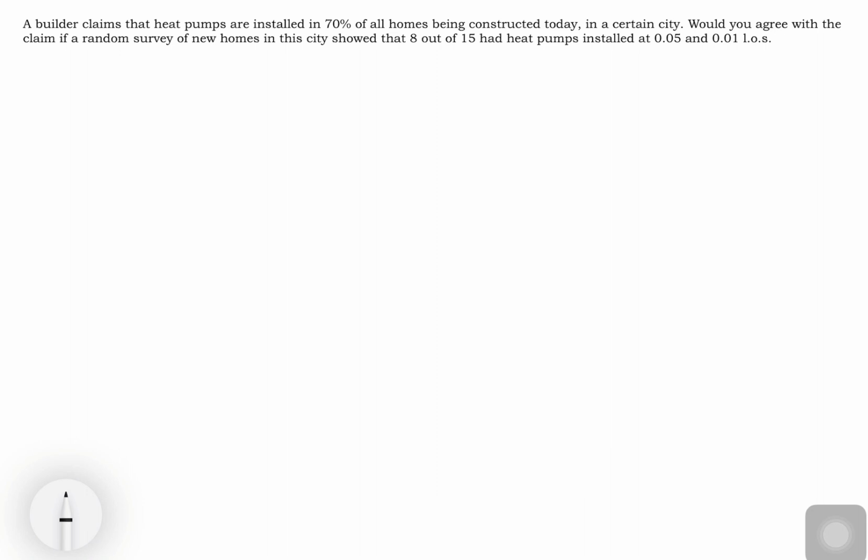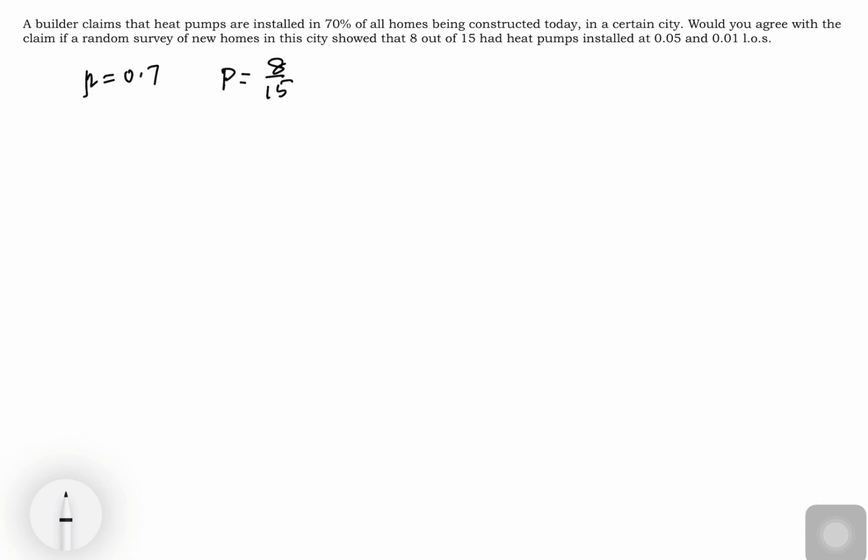Okay, so the next problem is a builder claims that heat pumps are installed in 70% of all homes. So it is a percentage. So it is a proportion, 0.7. In a city, would you agree with the claim if a random survey of new homes in this city showed that 8 out of 15, so that will be your proportion of success in the sample, had heat pumps installed, at 0.05 and 0.01 level of significance.